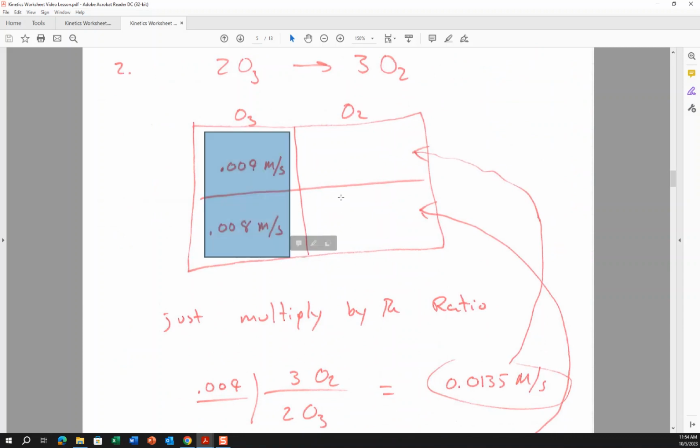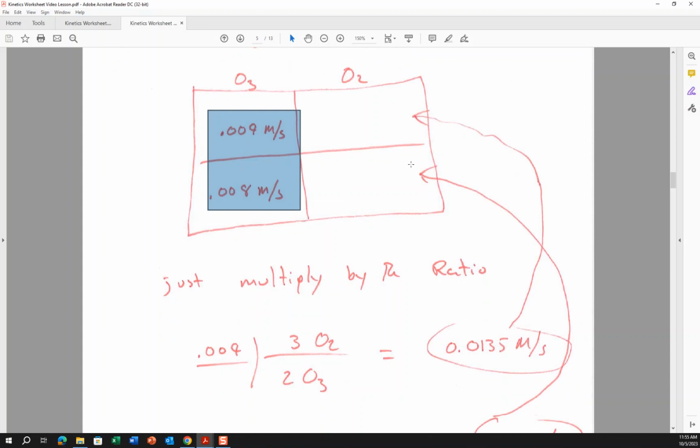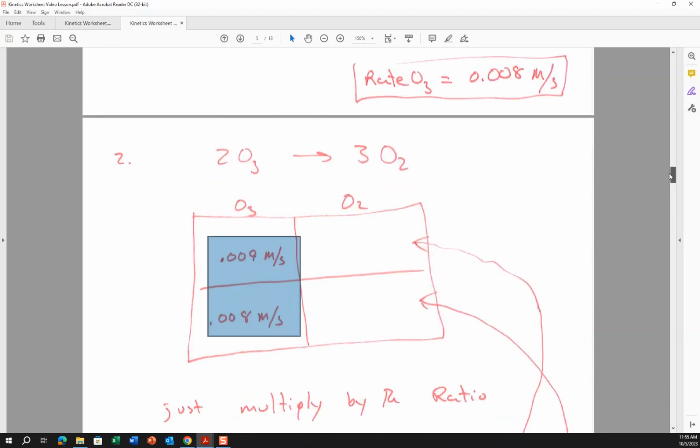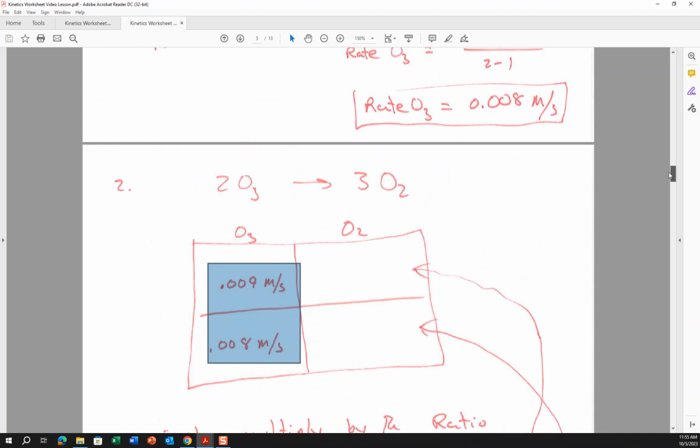Now, what I could do is the stoichiometry to figure out the data table for oxygen: if I lost X amount of O3, how much O2 was consumed. But really all I need to do is see that the ratio of O2 to O3 is 3:2. So if I take these rates that we calculated for O3 and multiply by 3/2, that'll give me the rate of the other thing in my equation, in this case, the rate of appearance of oxygen.